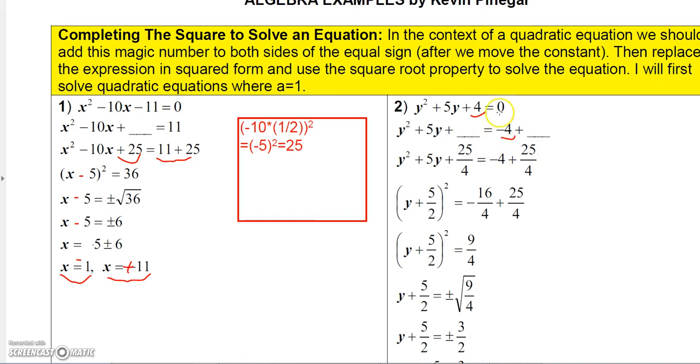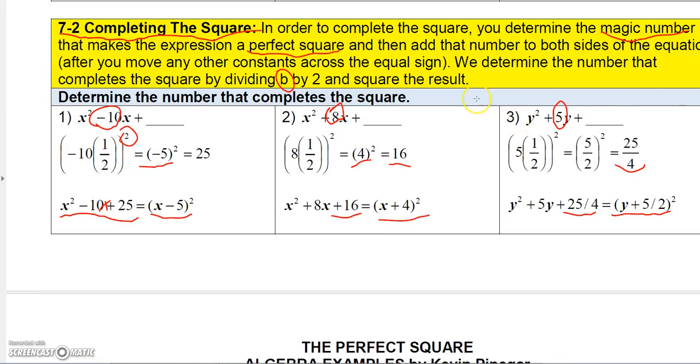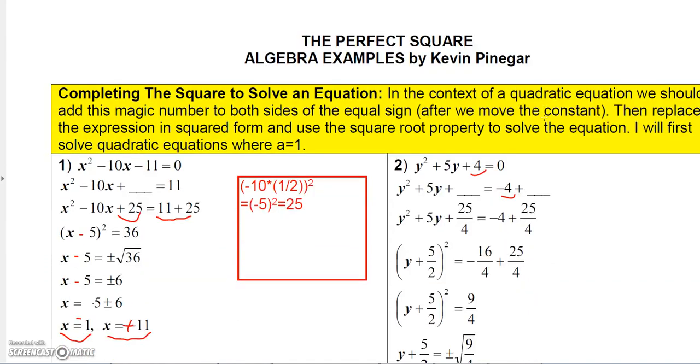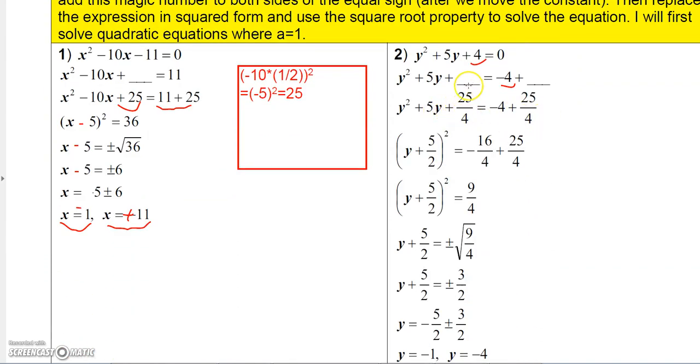And remember, we did this up here. The magic number was actually 5 times a half quantity squared, which is 5 halves quantity squared, which is 25 fourths. So we'll go ahead and add 25 fourths here. So that'll give me y squared plus 5y plus 25 fourths there. And then we'll have minus 4 plus 25 fourths over here, because we have to add 25 fourths to both sides. Now, you have minus 16 fourths because we need a common denominator, so minus 4 is minus 16 fourths. And then plus 25 fourths, that's going to be 9 fourths.